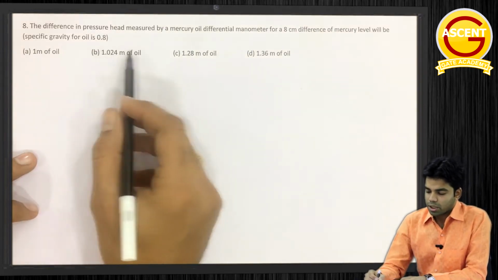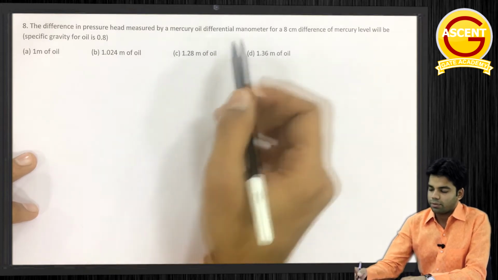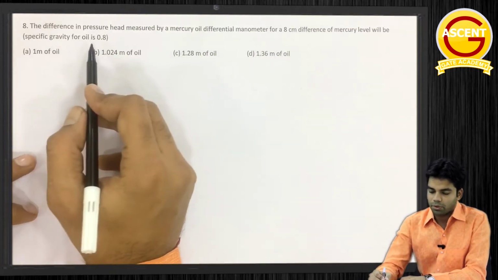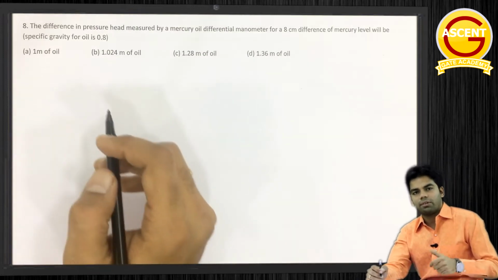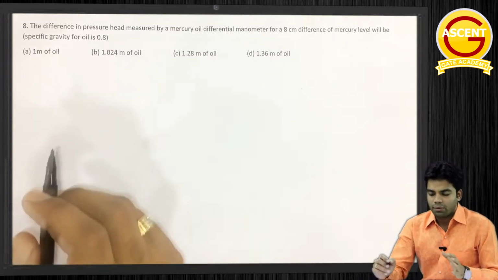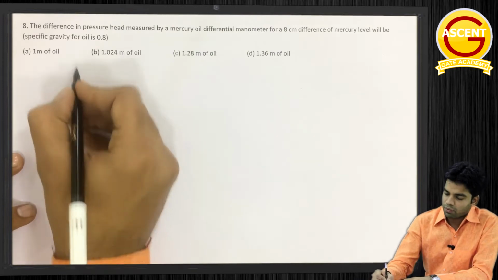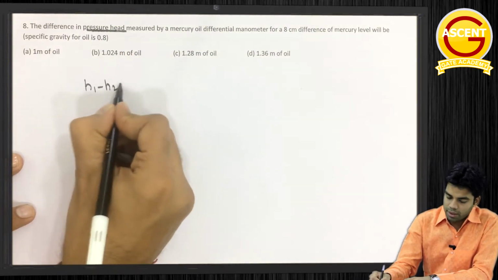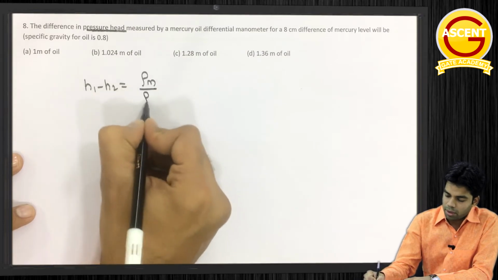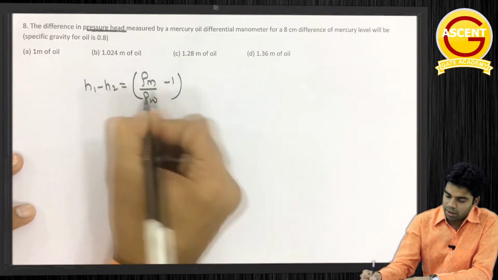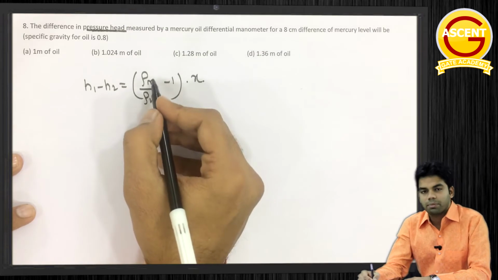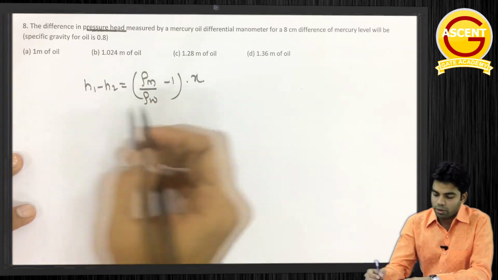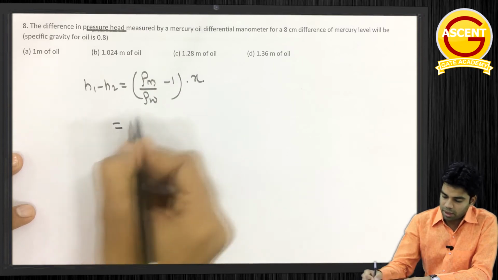The difference in pressure head measured by a mercury oil differential manometer with an 8 centimeter difference of mercury level will be, okay, 8 centimeter difference of mercury level, that means the value of x is given, and I have already told you the formula. This difference of height, pressure head, we have to determine, that means h1 minus h2 is equal to rho m by rho w minus 1 into x. Rho m is the manometric fluid, rho w is the density of the flowing fluid. Okay, so this difference in head we can determine from here.